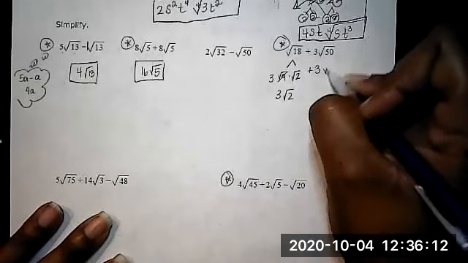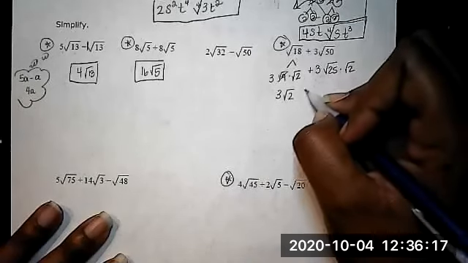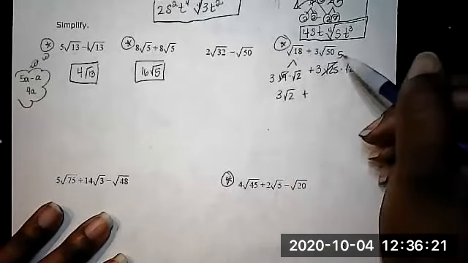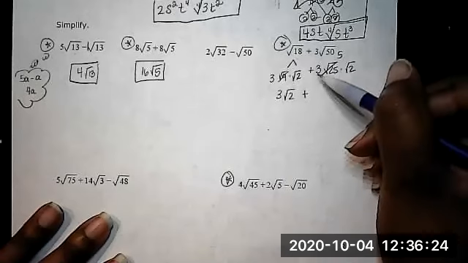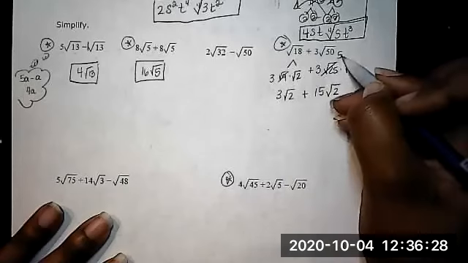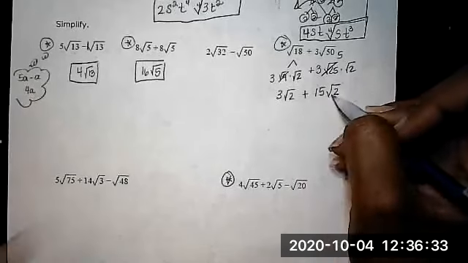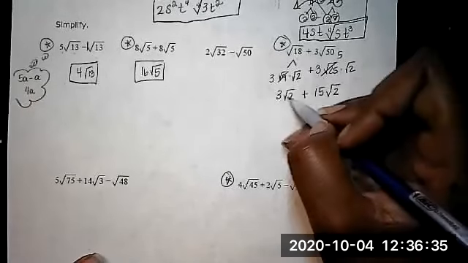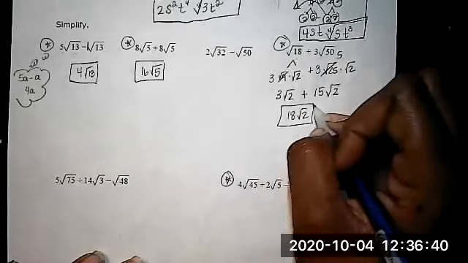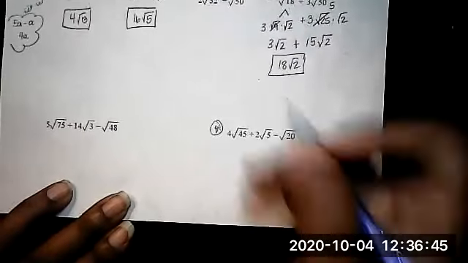Plus, we're going to simplify the square root of 25 times the square root of 2, and we know the square root of 25 is 5. So this becomes 3 times 5, because when it comes out, it multiplies by the number out here: 15 times the square root of 2. So 3 times 5 is 15. Square root of 2 stays the same. Now they have the same radical, so you can add them. This becomes 18 square root of 2. Okay, again, practice makes perfect. All right, let's look at this one.